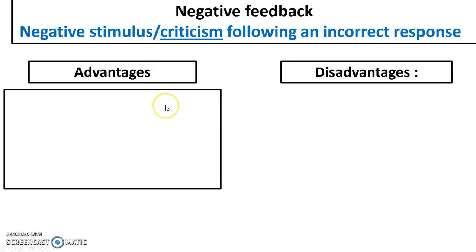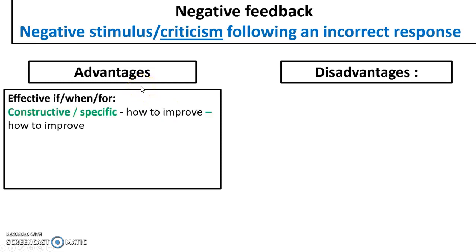So what is it that makes criticism effective? It's really good when it's constructive criticism, okay? And I'll put specific in there as well, because I think they work together. How to improve and what to improve. So it's really effective when it's constructive and specific on how to improve. So I've repeated that there. If we go on to the next bit, what else makes negative feedback really good?